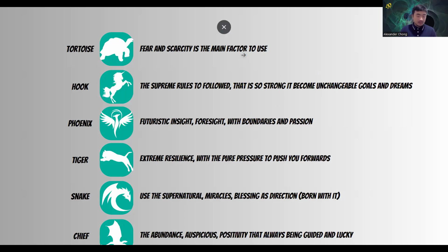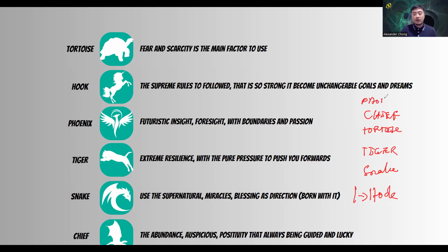Your animal sign, you take note of your own. You write it down in whatever place you have. Okay, line 1 is hook. Line 2 is snake, and then tiger. Line 3, and then you get tortoise, and then you get chief, green dragon. And lastly is the phoenix. This is for July 3rd.